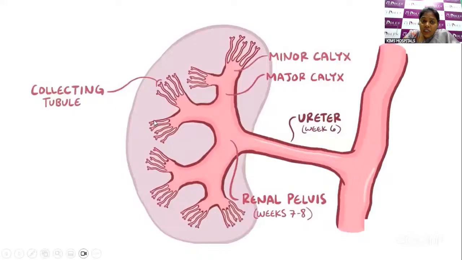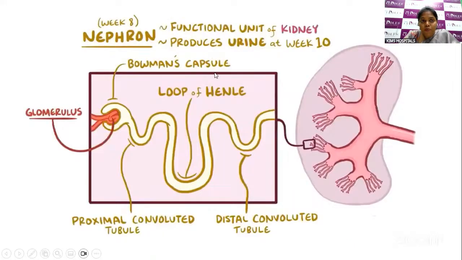So as we have seen, this is the mesonephric. This is called the metanephric blastema, which slowly grows and engulfs into the stalk-like structure. So the stalk, the tubular bud, in turn divides from 6 weeks to 8 weeks to grow into renal pelvis, major calyces, minor calyces, and the collecting tubules. So in the 8th week, the functional unit of the kidney, which is the nephron, starts producing.